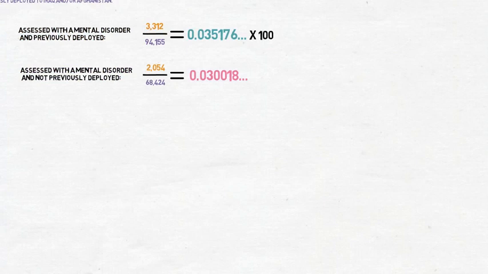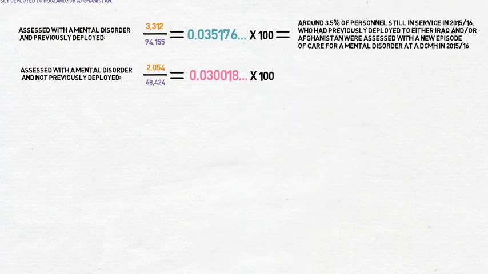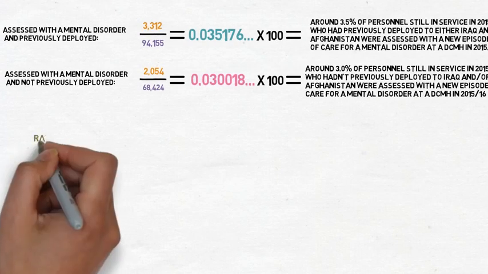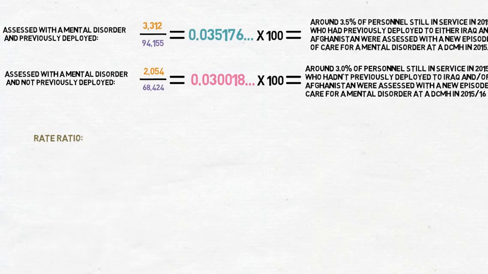After dividing these and multiplying by 100, this shows that around 3.5% of personnel still in service in 2015-16 who had previously deployed to either Iraq and/or Afghanistan were assessed for a mental disorder at a DCMH in 2015-16. It also shows around 3% of personnel still in service in 2015-16 who hadn't previously deployed were assessed for mental disorder at a DCMH in 2015-16. We then divide these two incidence rates to get a rate ratio of 1.2.